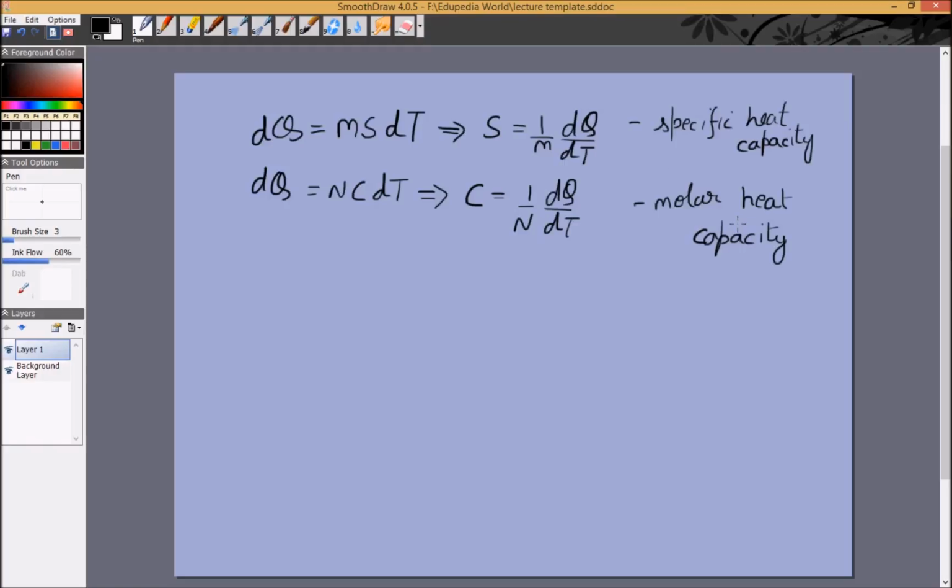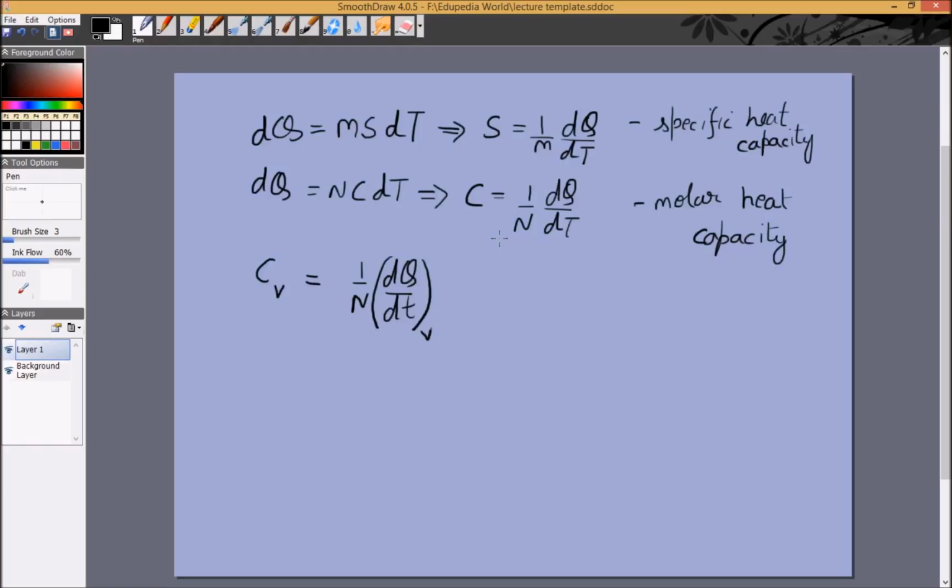Now, there are many different types of processes, and dQ does not change with dT in the same way in every process. That is, dQ by dT is not the same in every process. There are two specific types of processes for which C is specifically defined as a different name. Cv is defined as 1 by n dQ by dT, and we write it like this, bracket V. This denotes that V is a constant. So Cv is 1 by n dQ by dT when the volume of the system is constant.